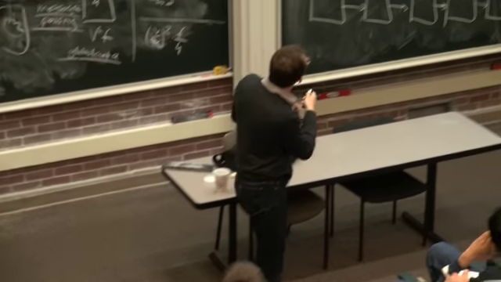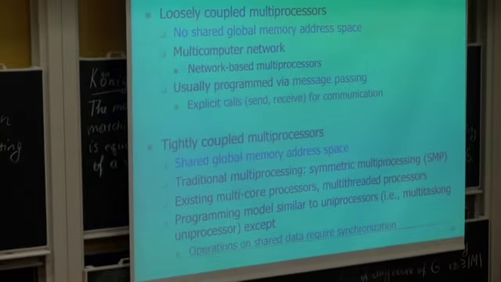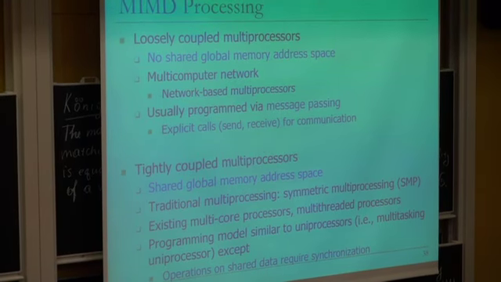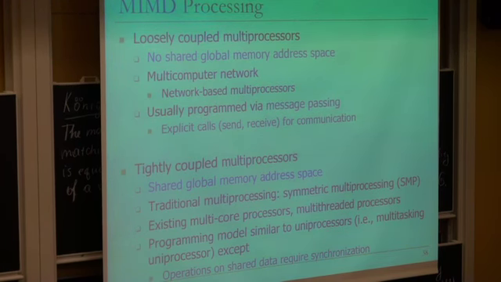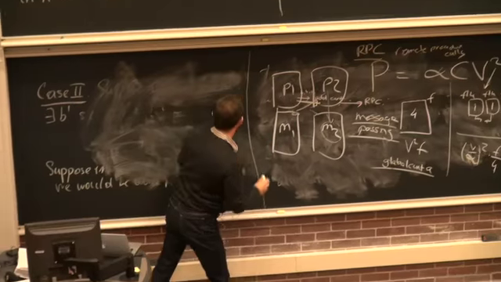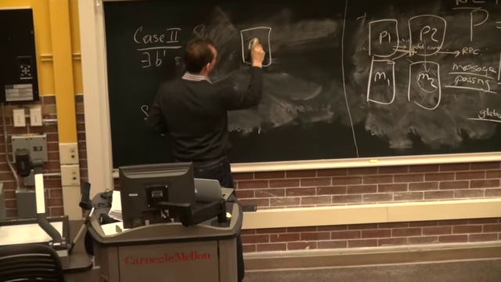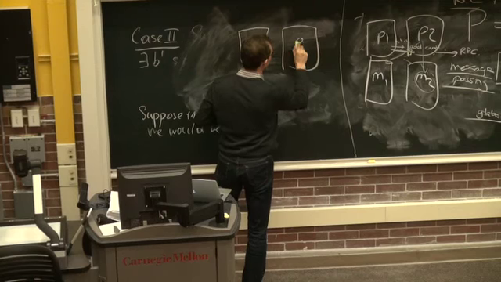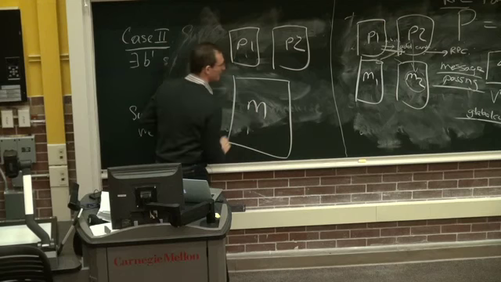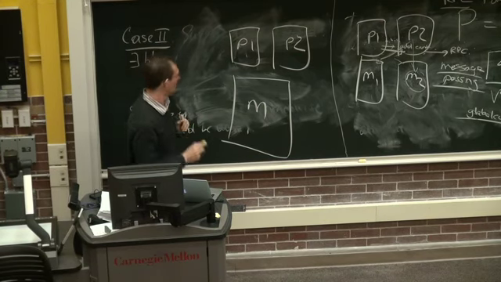Right? So tightly coupled multiprocessors, the difference is they have a shared global memory address space. So instead of different memory address spaces, now, this is a logical abstraction. There's no physical abstraction here. I'll just give you a logical abstraction. They both see the same memory. There is only a single memory.